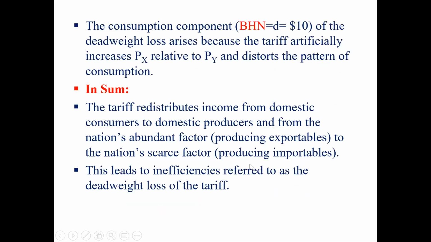Theory of tariff structure, we will start tomorrow. Any questions?